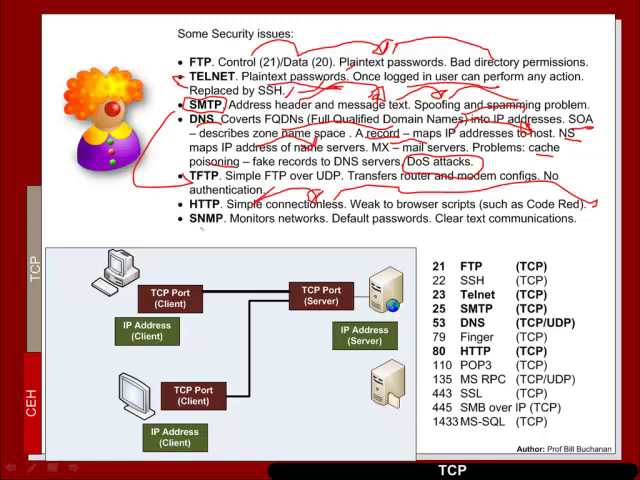SNMP is used to monitor networks. And we have the Simple Network Management Protocol, SNMP, which can monitor devices such as routers, so we can determine things like the number of data packets passing through, the temperature of the processor, and so on. Unfortunately, they use default passwords, which are easily guessed, and the text is often in clear text format.